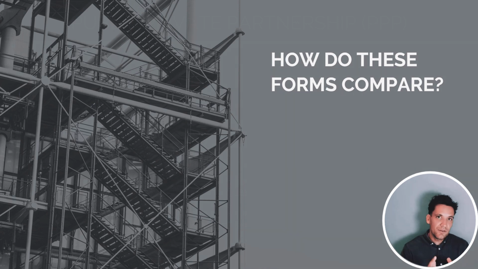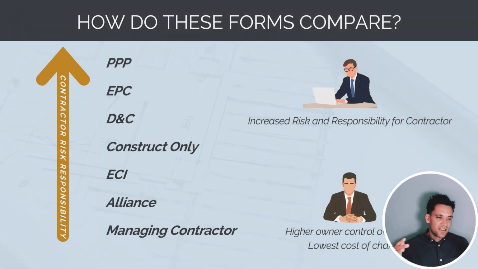Okay, so I'll just briefly finish off by talking generally about how all these different project delivery methods compare. So if we look at this model, we can basically rank all of these different project delivery methods or construction procurement routes in terms of increased risk and responsibility for the contractor at the top, and then at the lowest end, the highest amount of owner control, but increased risk for the project owner.